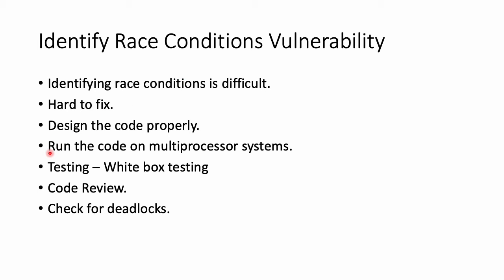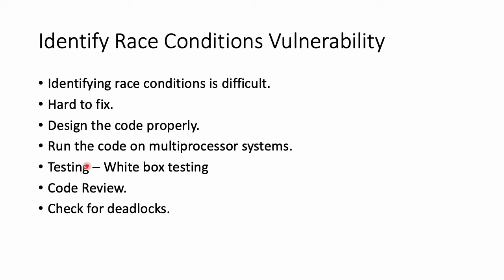Another way to identify race conditions is to run the code on a fast multiprocessor system. If we start seeing crashes that we can't reproduce on a single processor system, then we have almost certainly uncovered the race condition. And the best way to identify these race condition vulnerabilities is through testing.